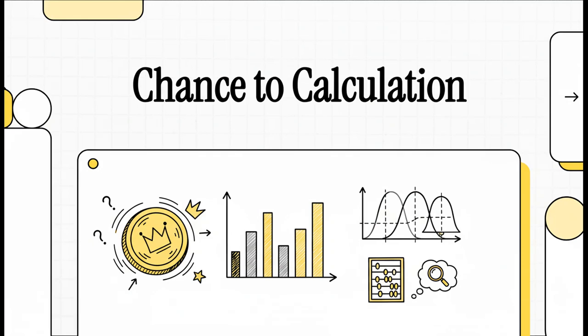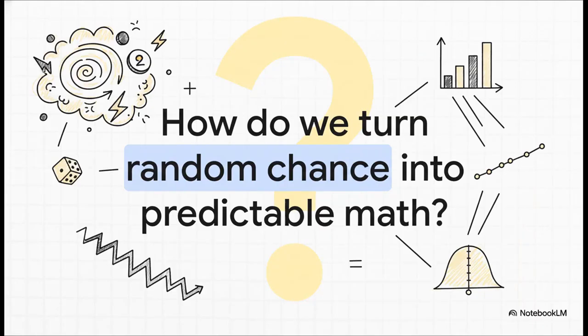Welcome to the Explainer. Today, we're going to tackle something that seems, well, totally random. We're diving into the world of probability to see how something like a coin flip can be turned into something we can actually measure, analyze, and even predict. So here's the big question, right? How do we take these random, real-world events and translate them into the clean, predictable language of mathematics? How do we find the pattern that's hiding in the chaos?